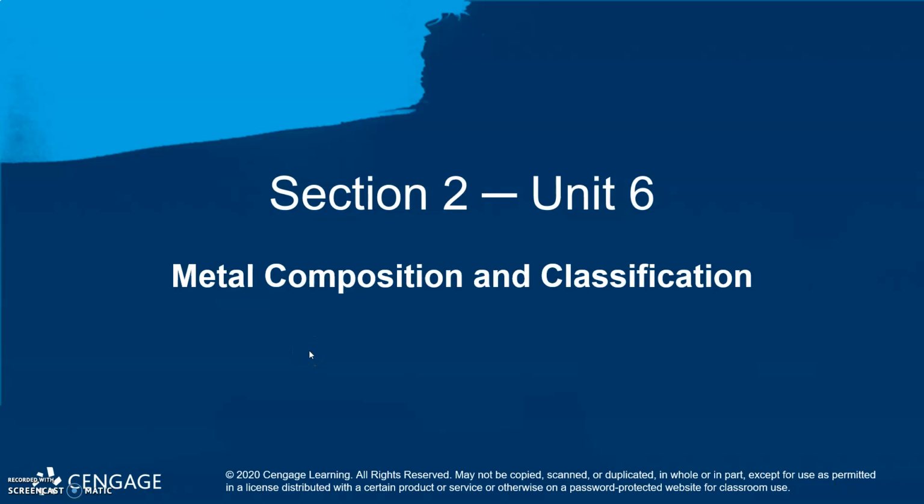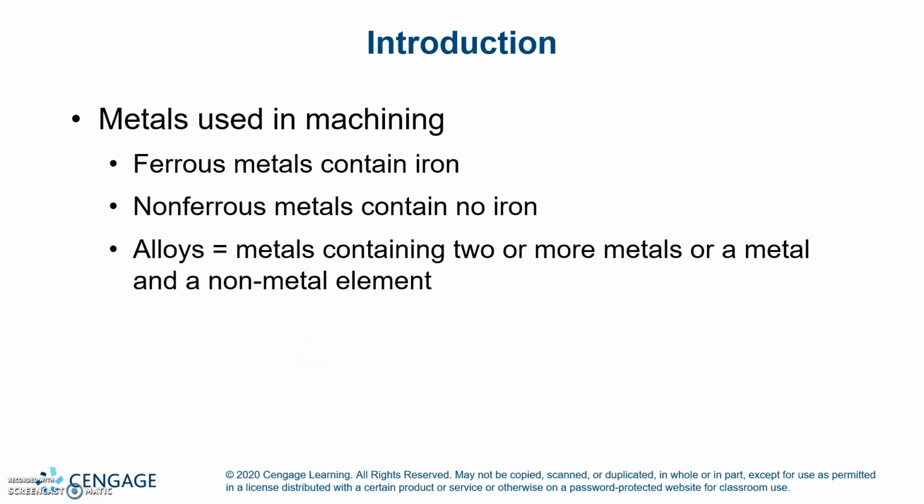Section 2, Unit 6, Metal Composition and Classification. Introduction. Metal uses in machining. Ferrous metals contain iron. Non-ferrous metals contain no iron. Alloys equals metal containing two or more metals, or a metal and a non-metal element.